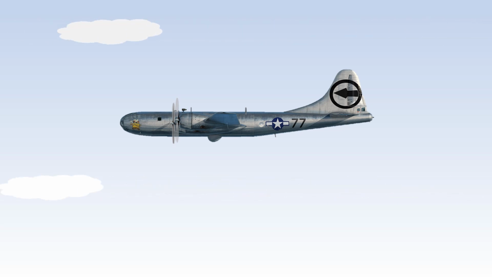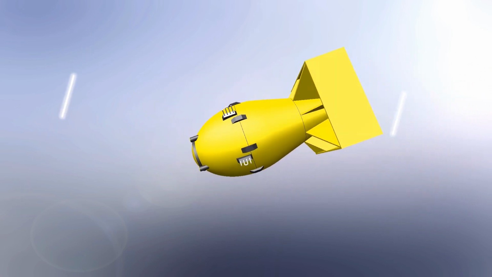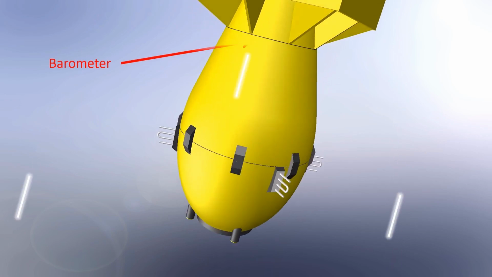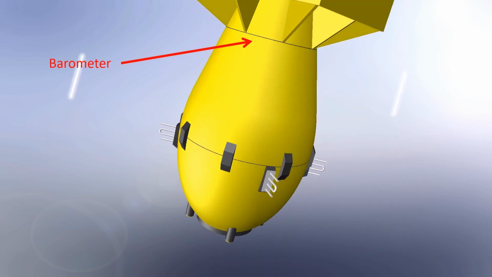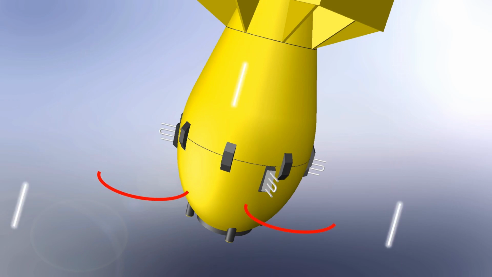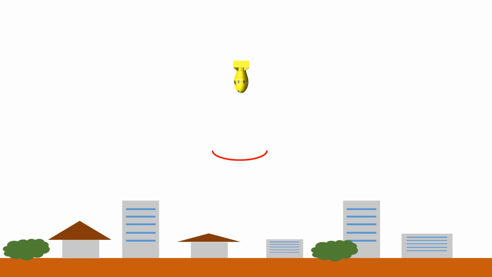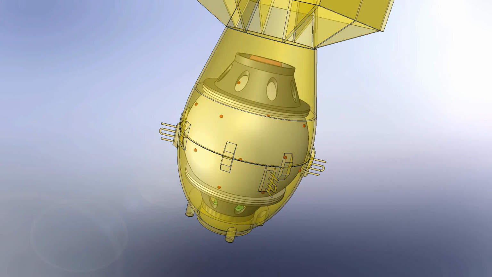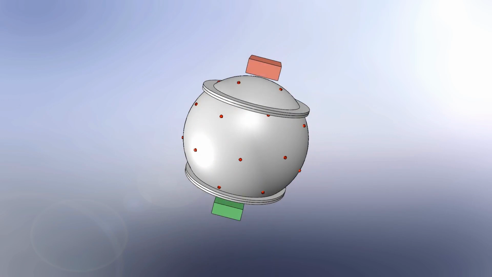The Fat Man was carried by the B-29 Superfortress bomber aircraft named Boxcar. The bomb was dropped above the targeted area, Nagasaki. During free fall, a barometer is used to measure ambient pressure and altitude. An altimeter radar is also used to calculate the bomb's height from the ground. The bomb was designed to detonate approximately 500 meters from the ground. When the barometer and altimeter radar measure the correct height, the firing mechanism is activated.